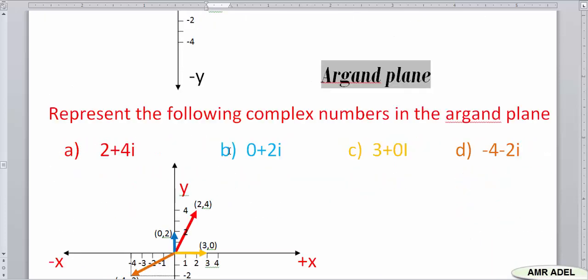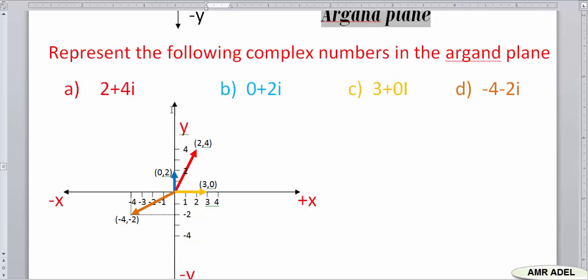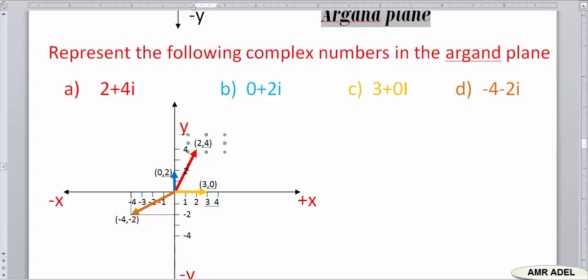Look here. What we have: represent the following complex numbers in the Argand plane. Now we have this example, 2 plus 4i, which is the red color. We have to go along the x-axis to 2, the real part, and go up plus 4i: 1, 2, 3, 4. So this red point is for the 2 and 4, 2 for x and 4 for y.